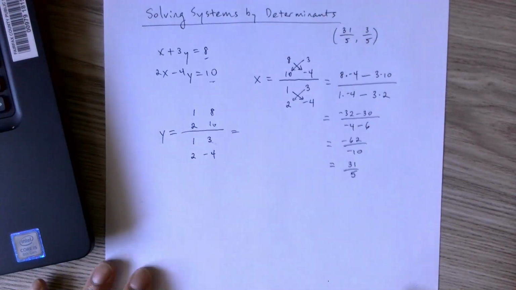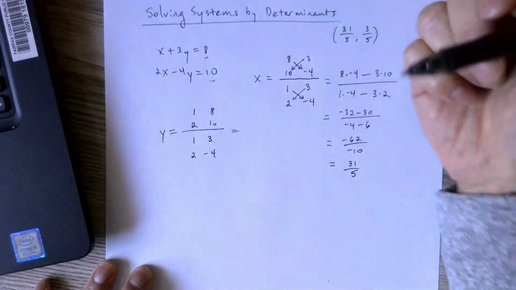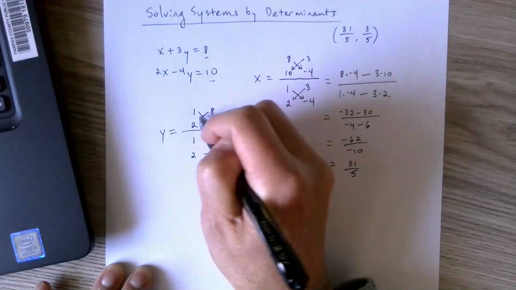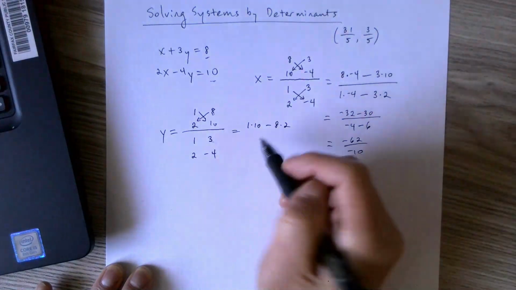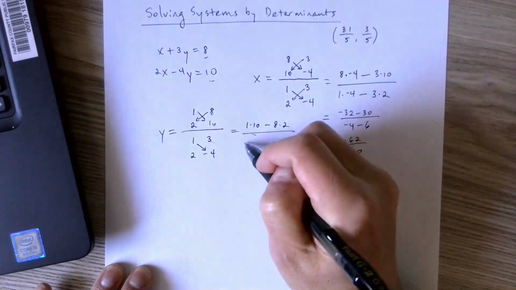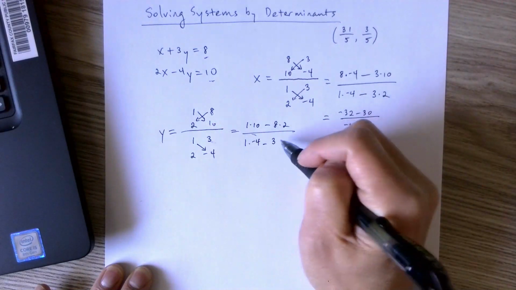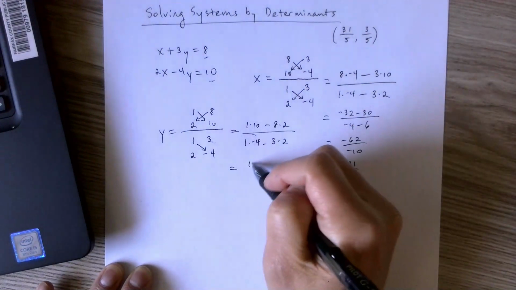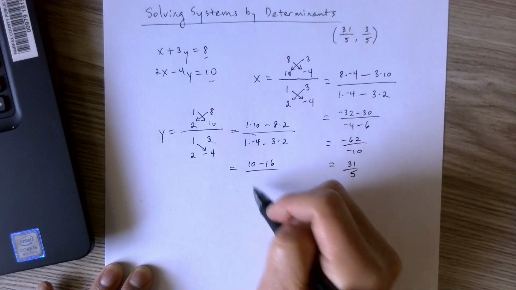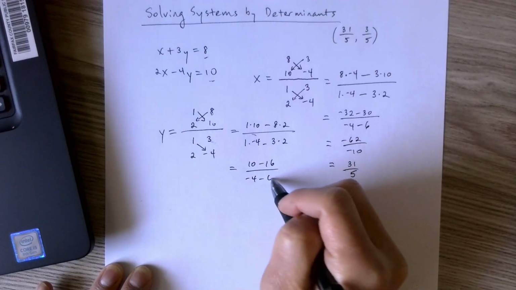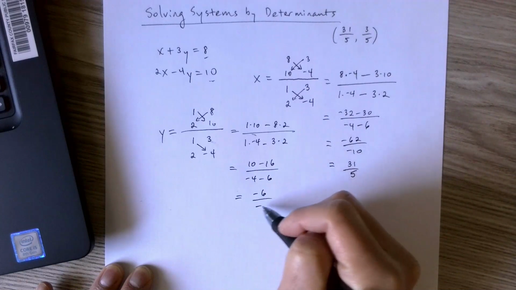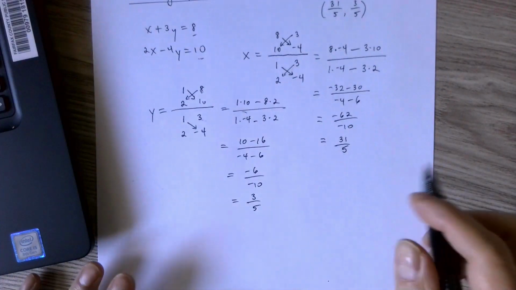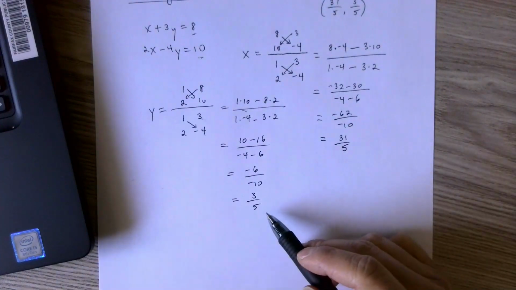Okay, now I do the same thing. I do my crisscross multiplying with the subtraction. 1 times 10 minus 8 times 2. Denominator. 1 times negative 4 minus 3 times 2. Now I just simplify. And there you have it. 31/5 is x and 3/5 is y.